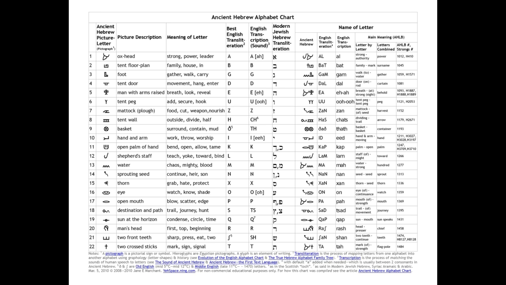But when you look at the Paleo-Hebrew now, I want to introduce something here a little bit different to consider.